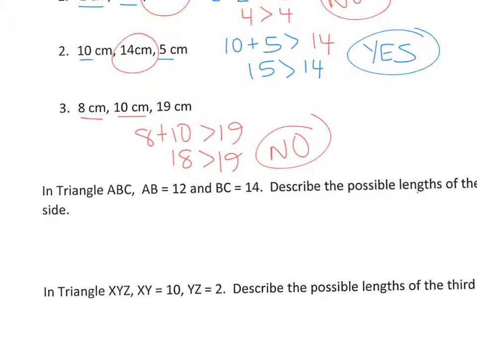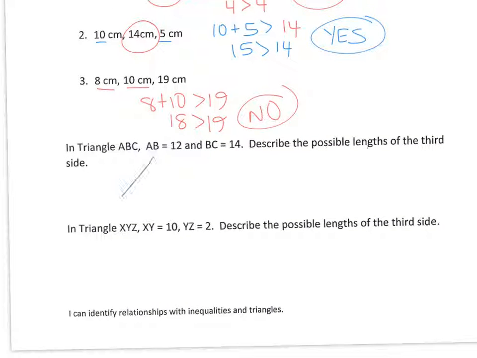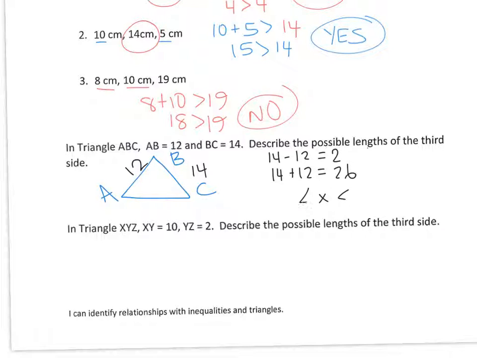And then down here, in triangle ABC, I'll draw A, B, C. AB is 12, BC is 14. Describe the possible lengths of the third side. This is kind of like the example I did with the 7 and 12. So you subtract 14 minus 12 and you get 2. And you add 14 plus 12 and you get 26. That means that x has to be between 2 and 26.